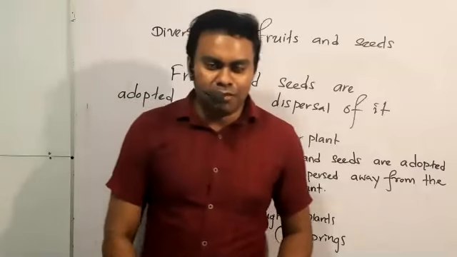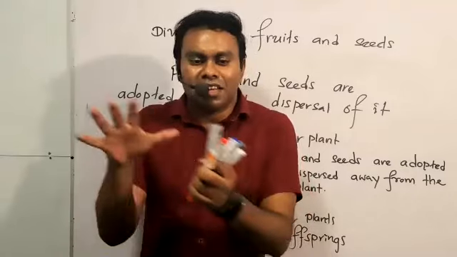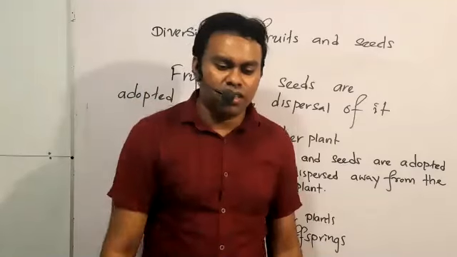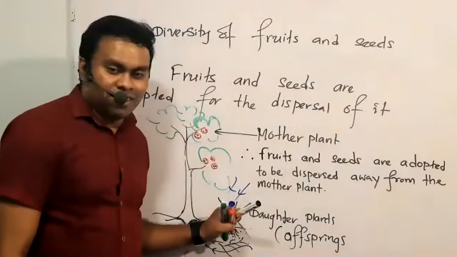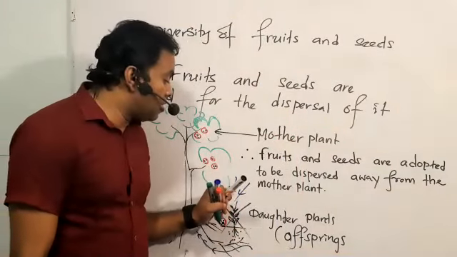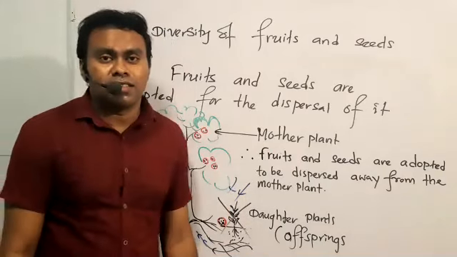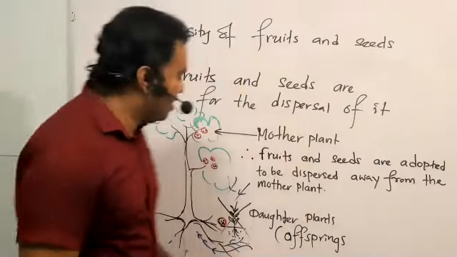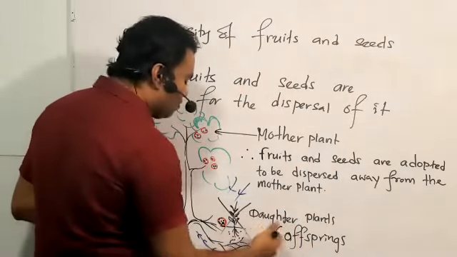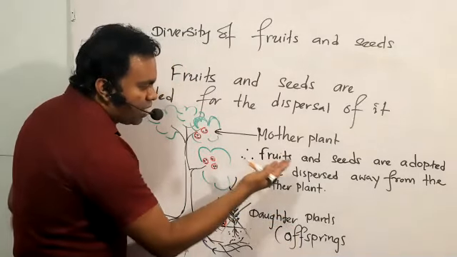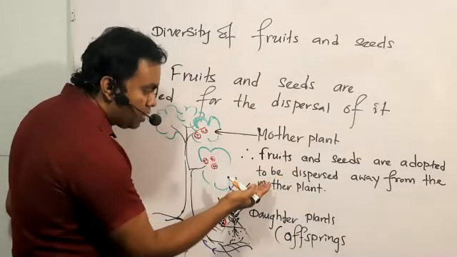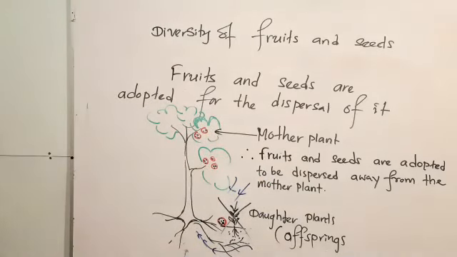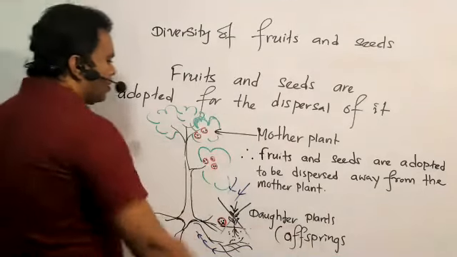When we are near our mother, we get food and drink somehow, right? But in the world of the plant kingdom, if you stay near the mother plant, you won't get anything and it will die. So fruits and seeds are adapted to be dispersed away from the mother plant. How is it dispersed?